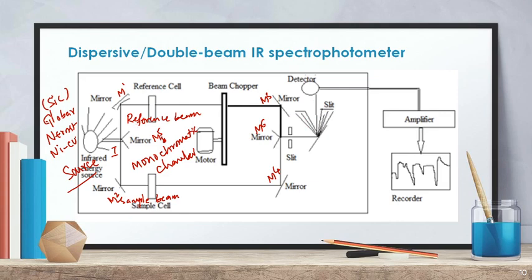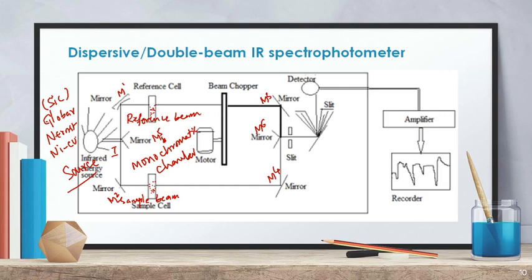When the reference beam reaches the reference cell, in the reference cell we have the reference material. Whatever material you want to place as reference is present here, and the sample cell consists of sample plus reference. The reference cell and sample cell are made up of cuvettes, and the cuvettes are constructed using potassium bromide salt, as we already know.